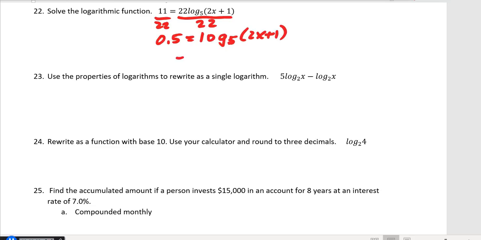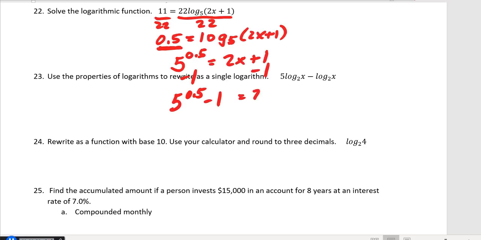Now we're going to use our rewriting it as an exponential. So I'm going to say base 5 raised to the exponent. A log is another name for an exponent, so I put the exponent here, and it's equal to the argument. So I could subtract 1 from both sides. I didn't evaluate it yet, but I didn't leave it like that. And then I could divide both sides by 2. And when you use your calculator to figure this out, you're going to get that x is equal to around 0.618.